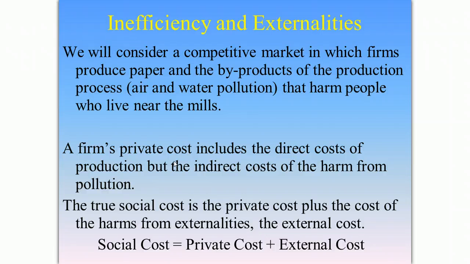So we'll consider a competitive market in which firms produce some product. It doesn't really matter what it is. We'll just consider it to be paper, and the byproducts of the production process, say air and water pollution, so emissions and effluent that harm people who live near the paper mills, but it could be any product that creates a negative externality. A firm's private cost includes the direct cost of production. So these are the cost of raw materials, the cost of labour, the cost of capital, the cost of plant and machinery. These are basically the costs that go into the firm's accounts, the set of accounts that determines the firm's profit.